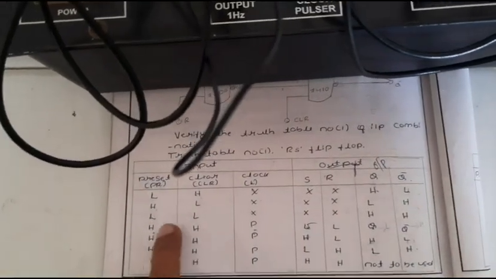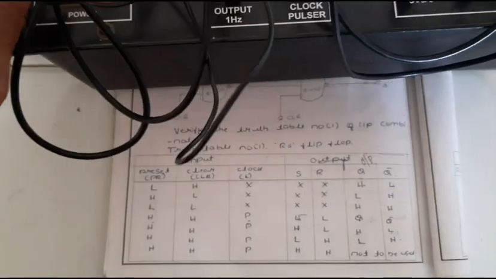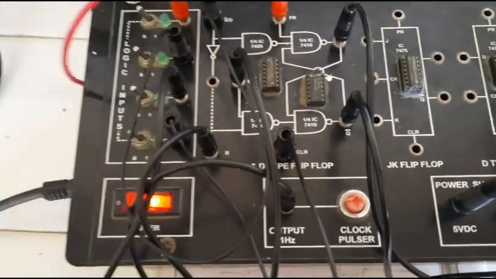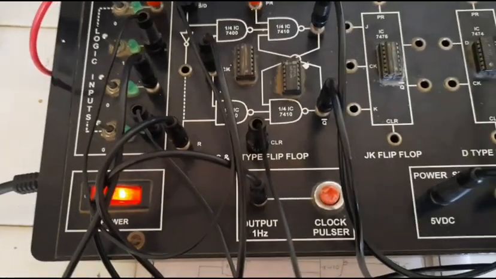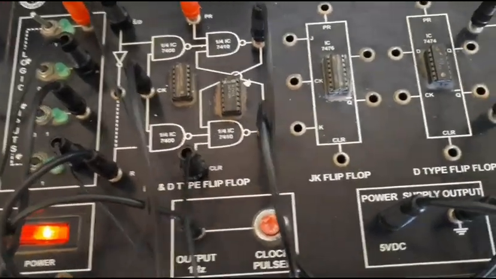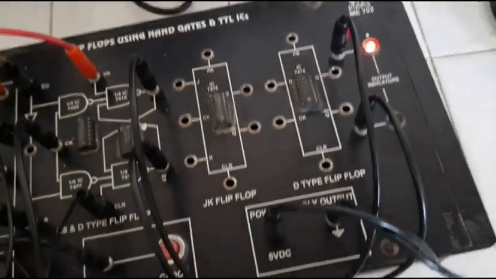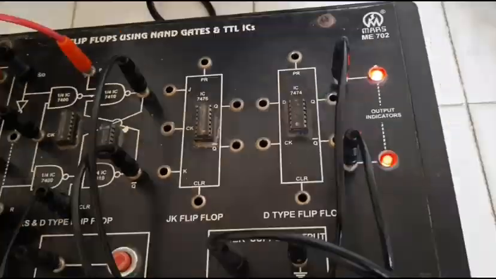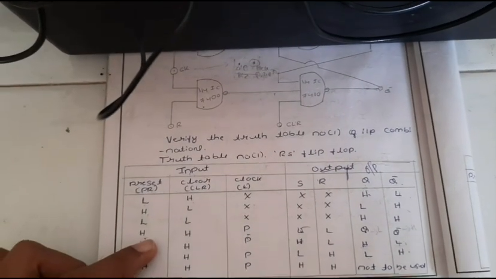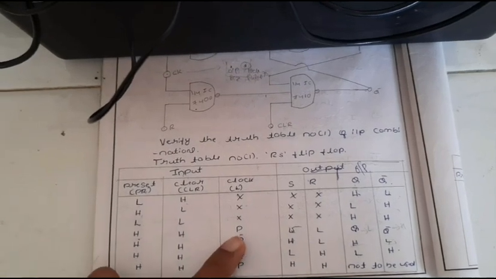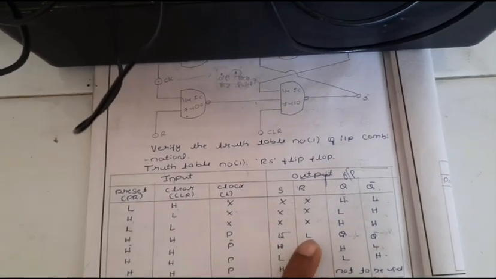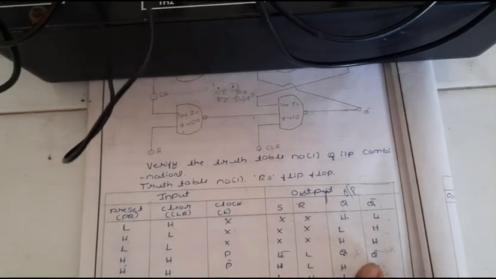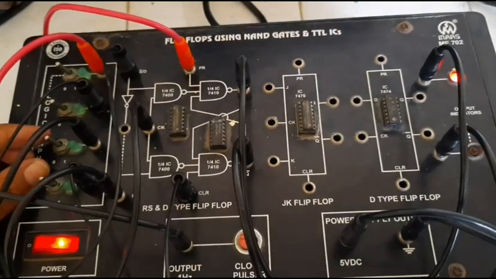So next both should be low, okay, clear and preset must be low. We should not apply clock. Here the output we must get, both should be high. Then both preset and clear should be high, and we should give one clock pulse, and S and R must be low. So the output must be as it is. So let us verify here.